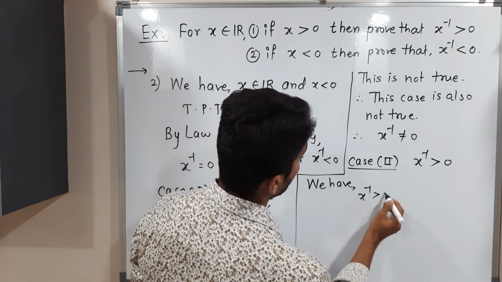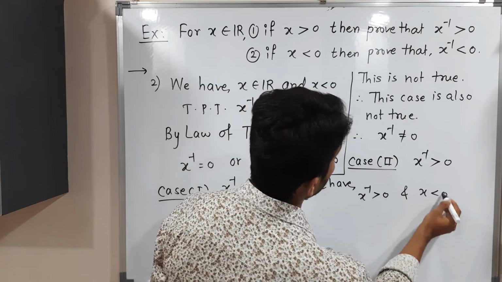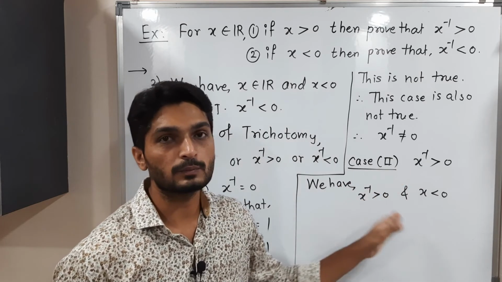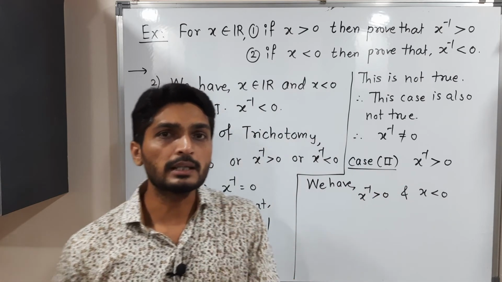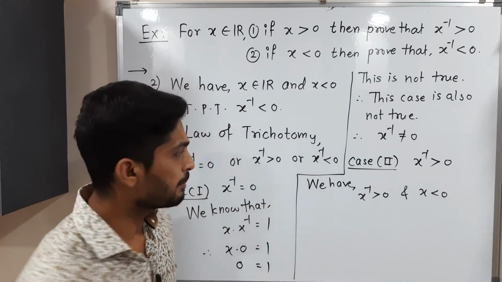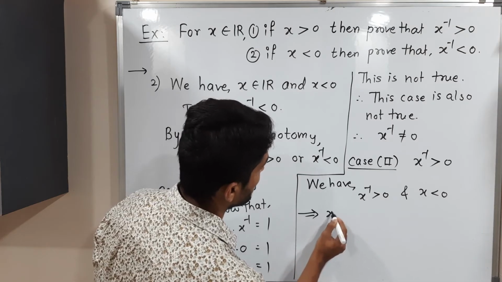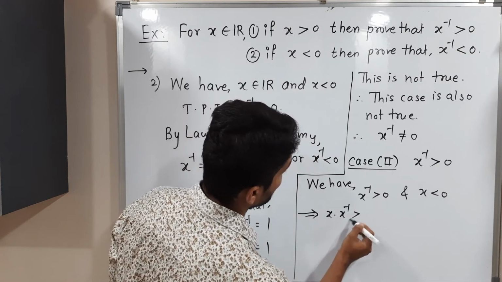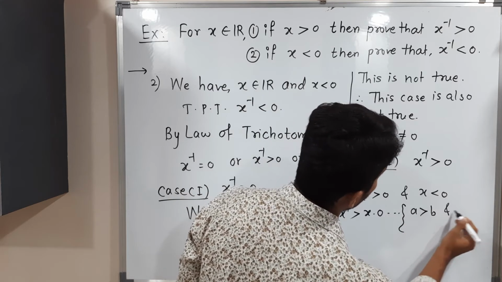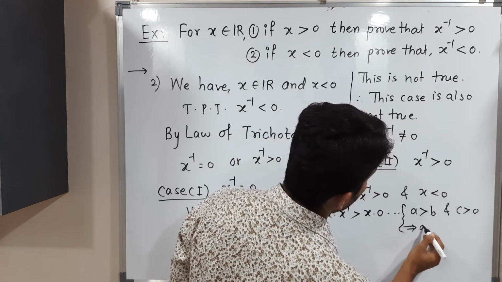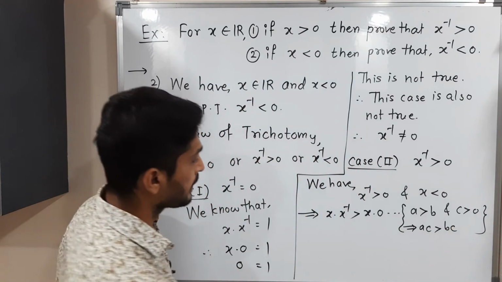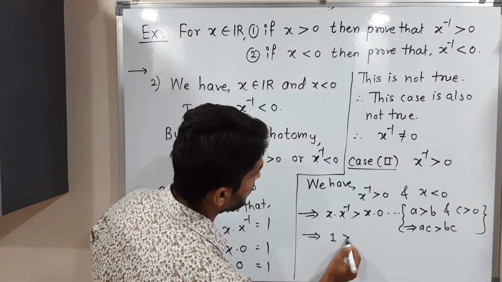So we have x inverse is greater than 0 and x is less than 0. See, the given information is x is less than 0, and in this case we have assumed x inverse is greater than 0. If you multiply any inequality by a positive real number, the inequality will be maintained. I will mention the result which I use here: if A is greater than B and C is positive, then AC is greater than BC. The inequality is not changed here. So x into x inverse is 1, and x into 0 is 0.